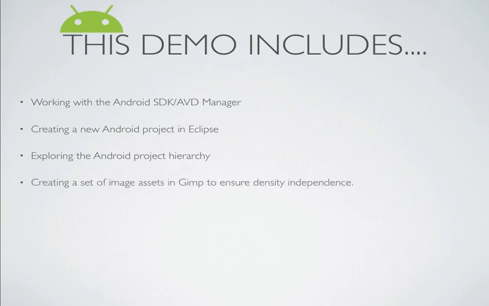And then we're going to explore how to create the various image assets we need in Gimp in order to ensure density independence in the application that we want to publish. And then we're also going to take a first look at the linear layout, and we're going to add our image to it and look at how we center it and so forth. And we're going to also take a look at how we can support multiple languages in our application independent of the application's code.